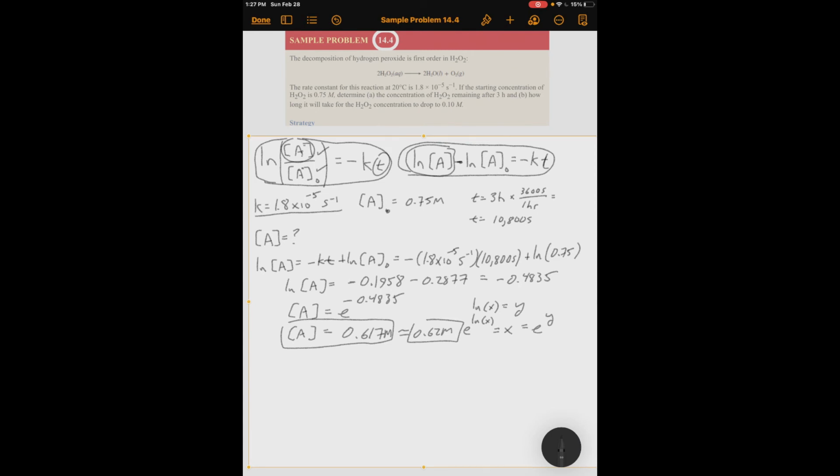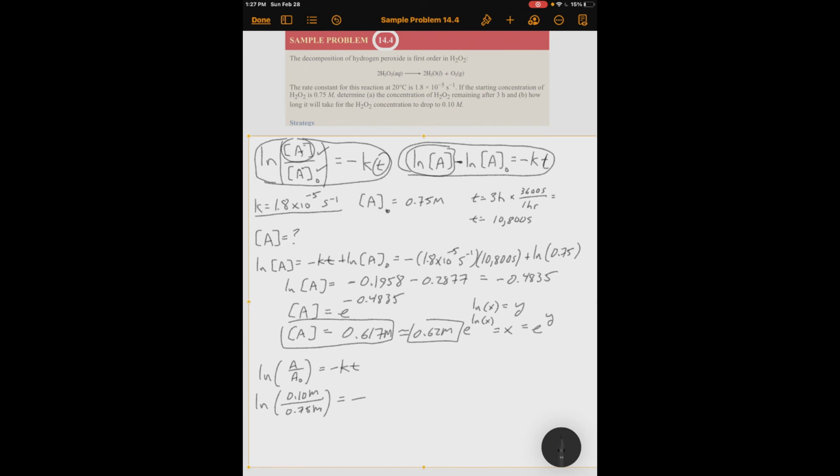So what I'm going to do is rewrite it over here. A over A naught equals minus kt. So notice I dropped the bracket notation. It's very common to do that with these formulas. It's not always that people do, but boy, these brackets get so tedious. There are so many of them. So sometimes we'll just drop that out. So let's go ahead and put in ln of 0.10 over 0.75. And that's equal to minus kt.